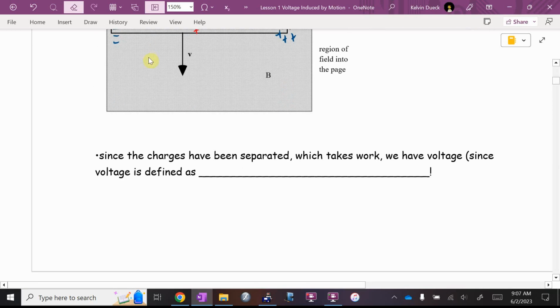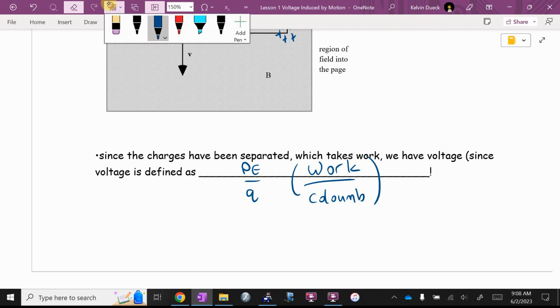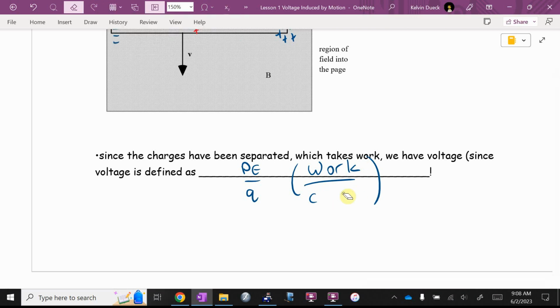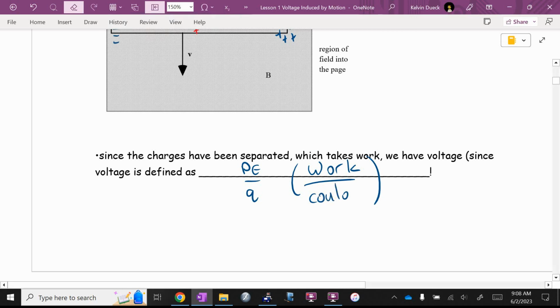So since charges have been separated, which takes work, we have voltage, because voltage was defined as the amount of potential energy per coulomb. It was defined as work per coulomb. I spelled Coulomb wrong. It's C-O-U and then O-M-B. Mr. Coulomb would be offended.